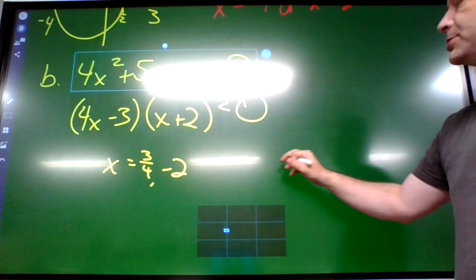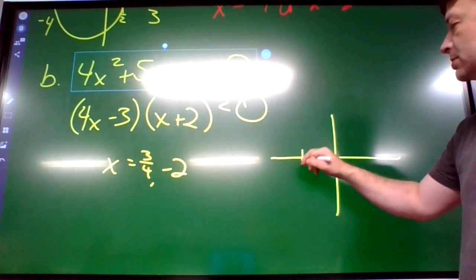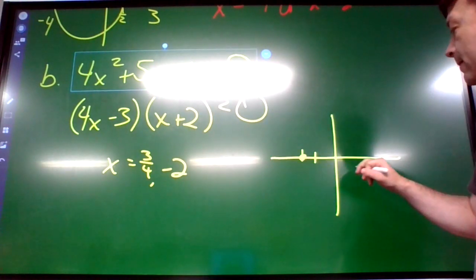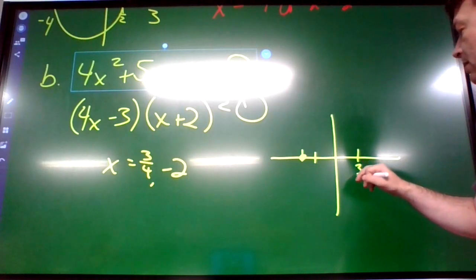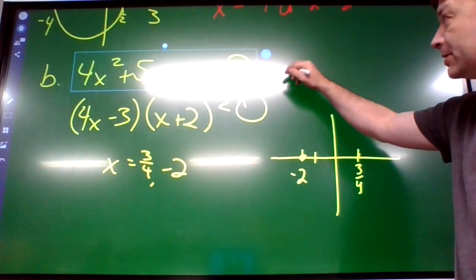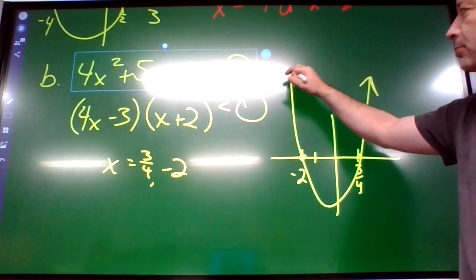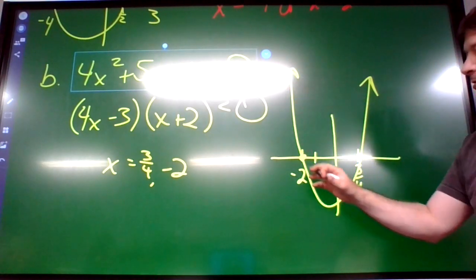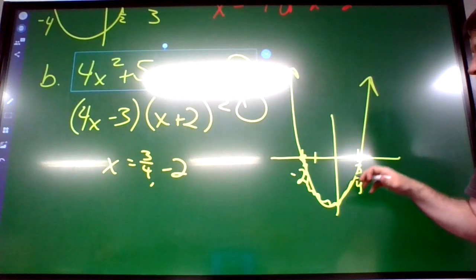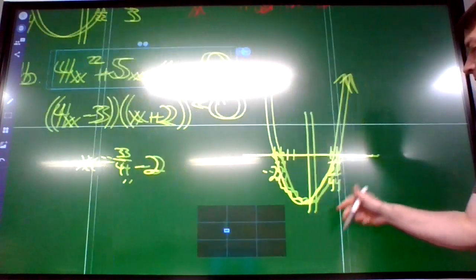are the roots. What shape does this graph take? Parabola. It's an x squared. So we got 3/4 and -2. So it's a positive parabola, so it's just normal. Where is it less than 0? In between -2 and 3/4, all the way down here. So the x values are between -2 and 3/4.